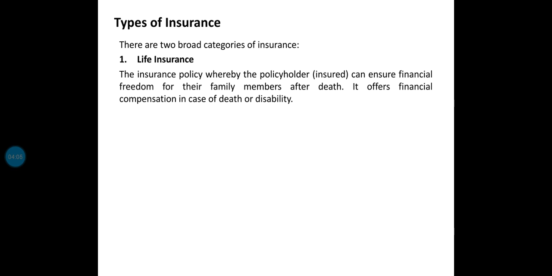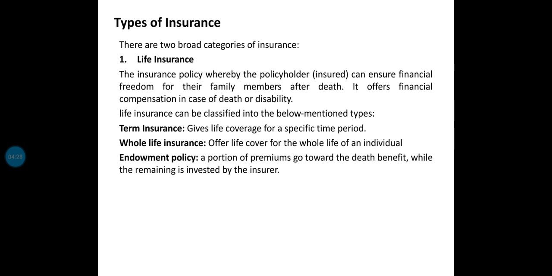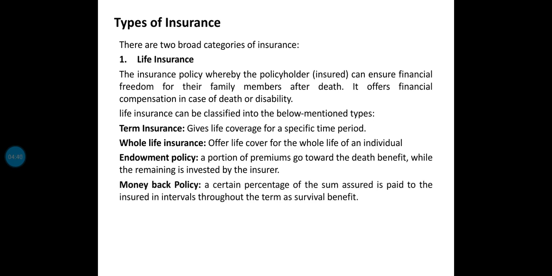Life insurance can be classified into some major types, like term insurance. It gives life coverage for a specific time period. There is whole life insurance. It offers life cover for the whole life of the individual. There is an endowment policy. A portion of the premium goes toward the death benefit, while the remaining is invested by the insurer. There is a money-back policy.